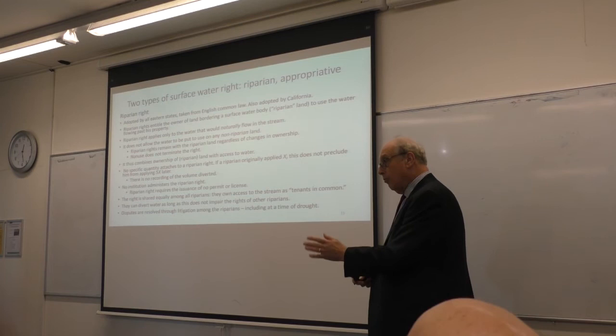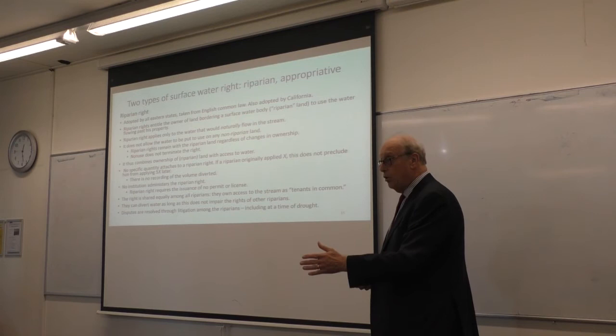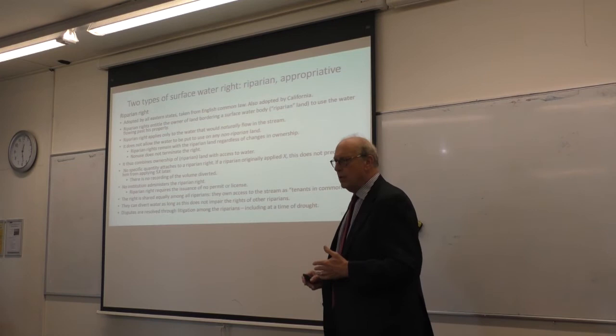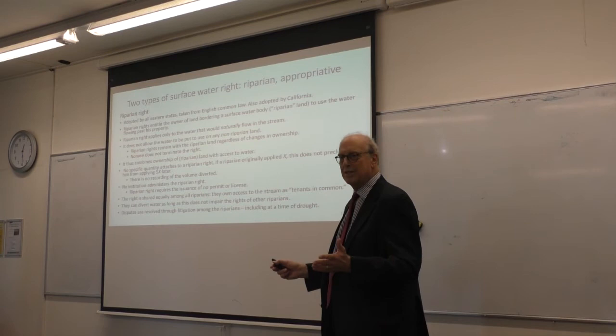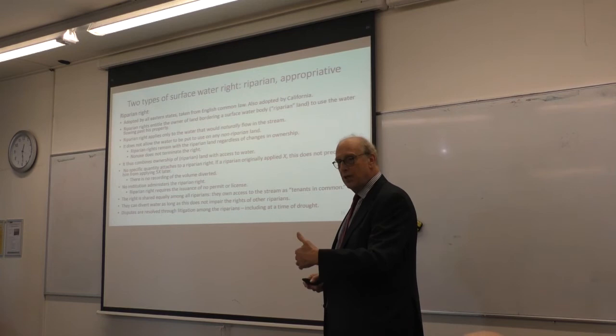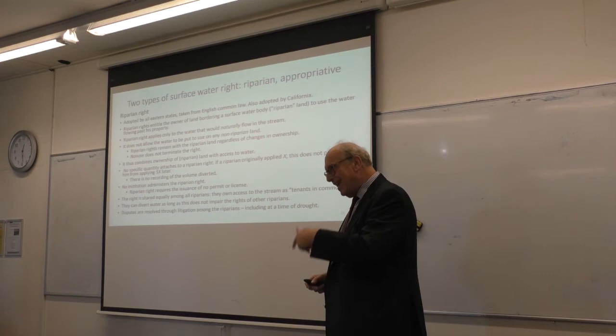The riparian right, which comes from English common law and was taken over when America became independent and is the basic water law of the eastern states. And then another type, which I'll get to in a moment. The key point about riparian is that riparian rights are like the rights of tenants in common, of people who share a house but don't individually own parts of the house. The riparian right is a right of the landowner adjacent to a stream to take water from the stream and to use the water on the land adjacent to the stream and not elsewhere.